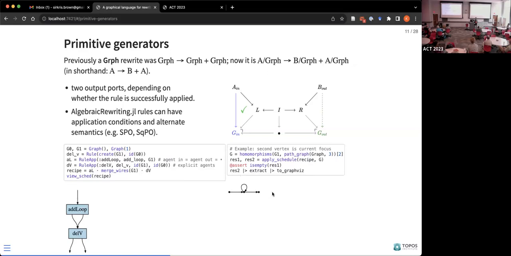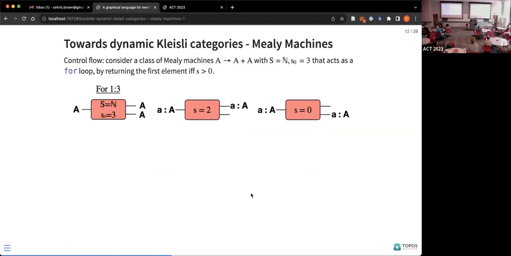So there's this notion that you can't delete a vertex that's connected to other things by itself, because you'll leave dangling edges. And that wouldn't be a valid application of a rewrite rule. But either way, you can see that our second result is going to have the graph we were expecting.